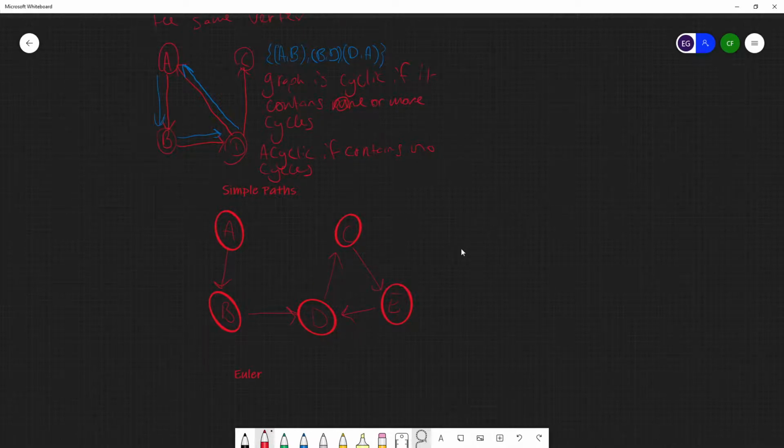So a simple path is any path that does not contain any node more than once and does not contain a subpath that is a cycle.